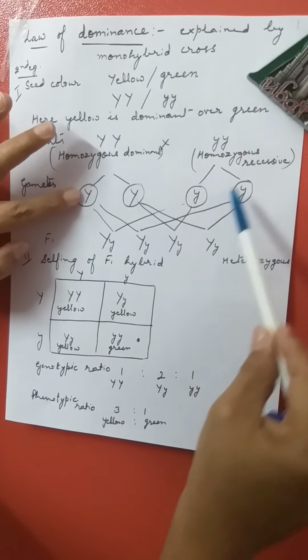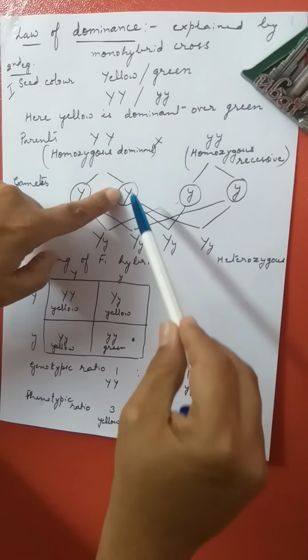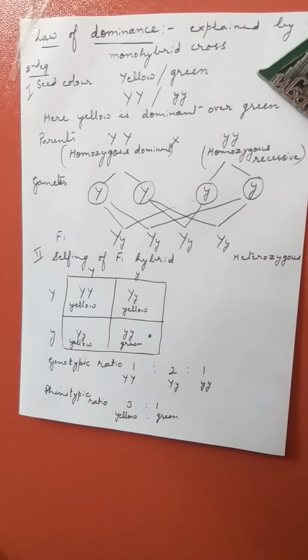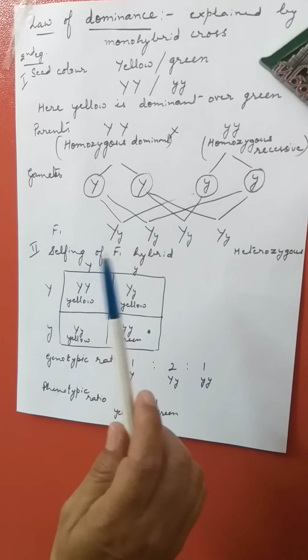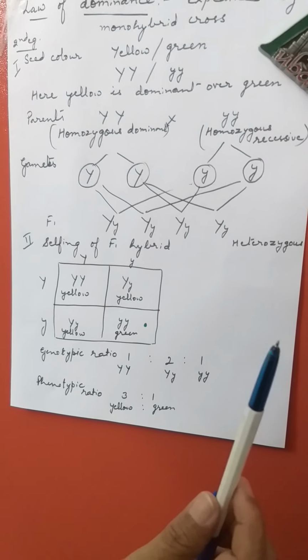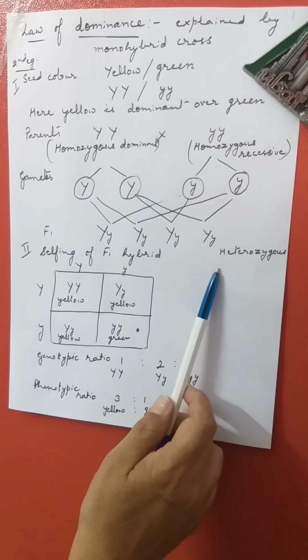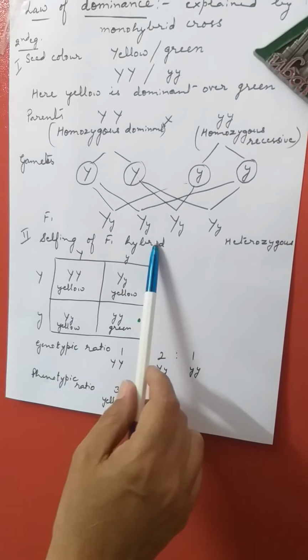Between this and this. Another between this and this. Between this and this. In every case, we get the result capital Y, small y. This is the hybrid. This is the heterozygous condition. Apparently, it will look yellow. The second step is always selfing of the F1 hybrid.